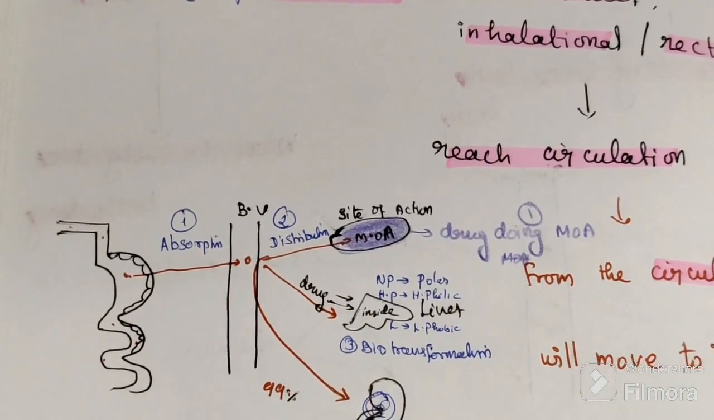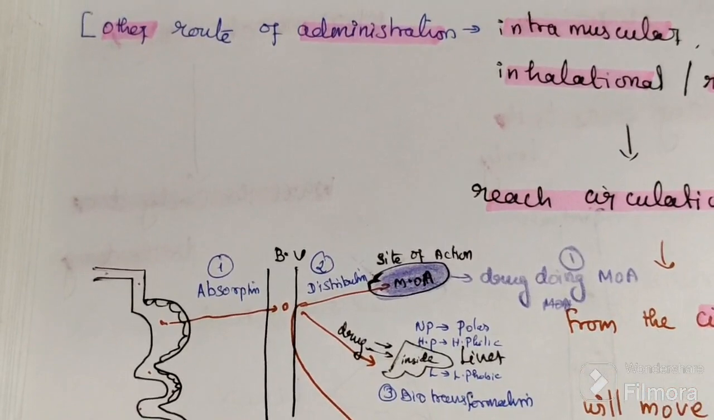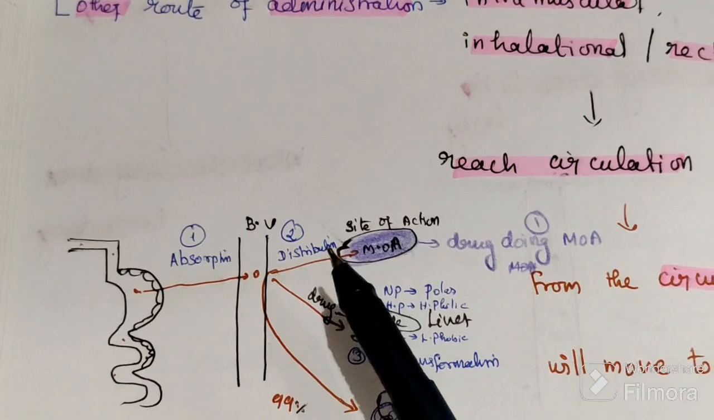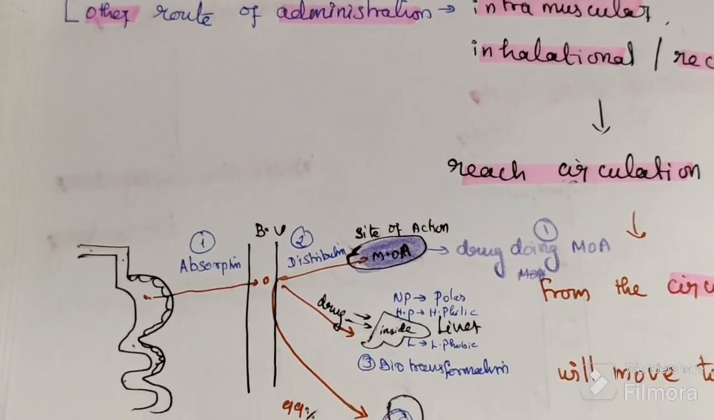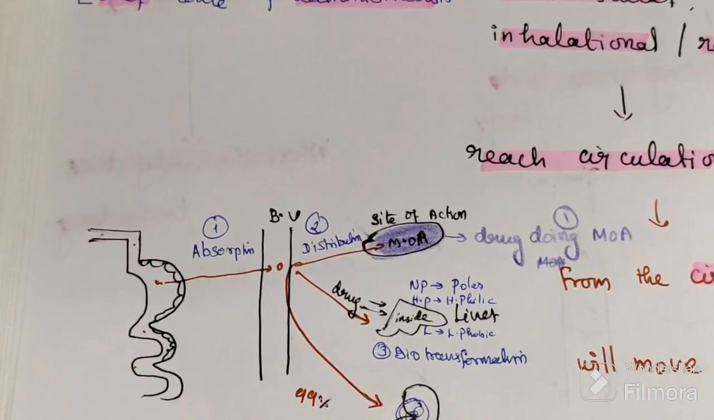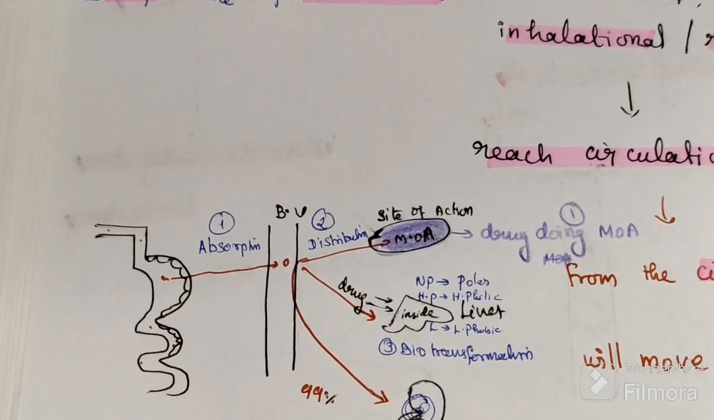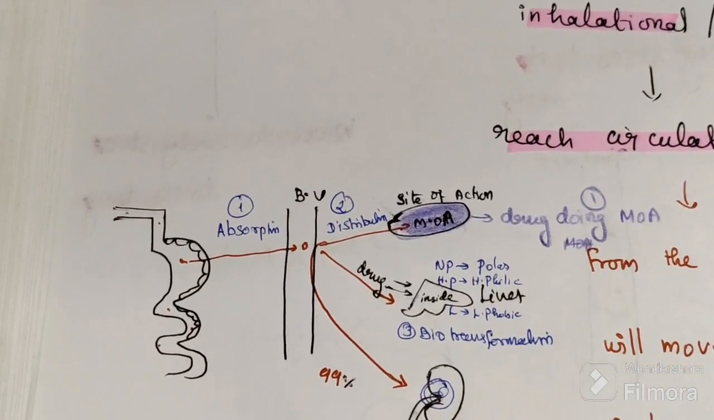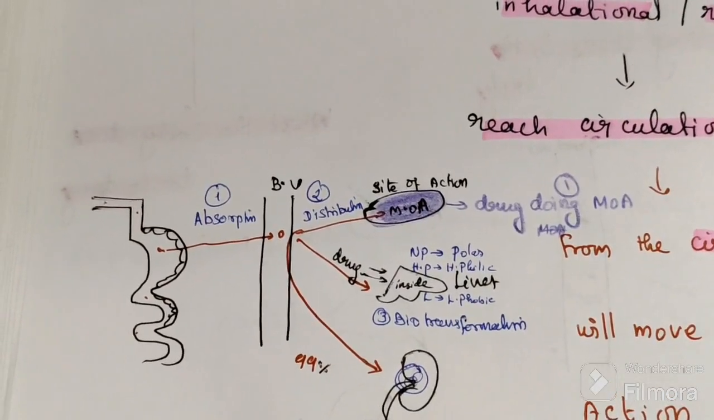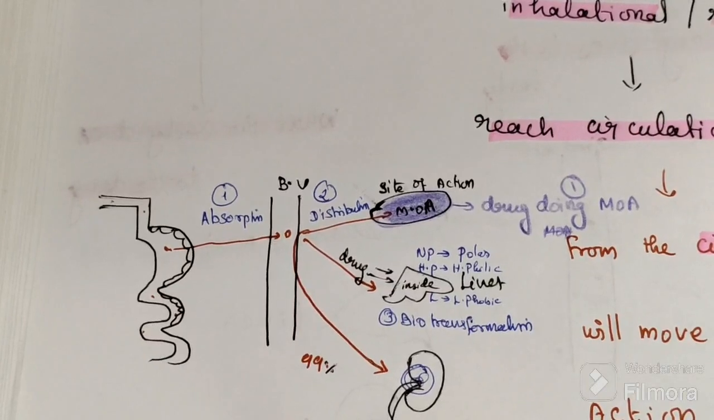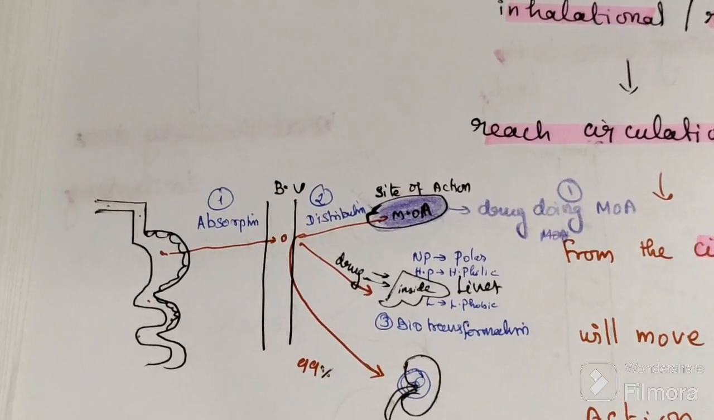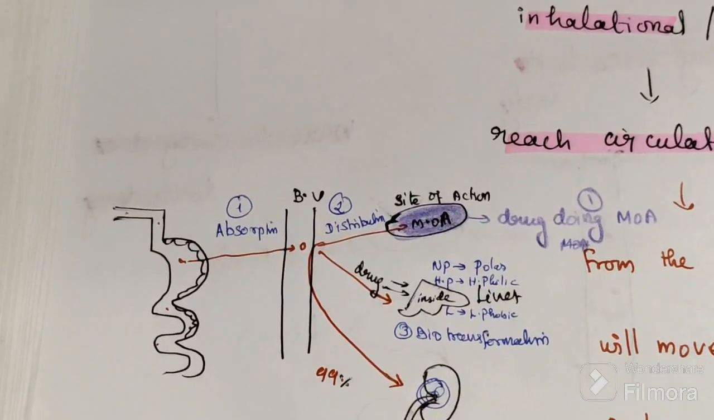So learn the golden rule. What is the golden rule? For absorption, the same pH is required. Acidic medium means acidic drugs, basic medium means basic drugs. If the drug is acidic, you require acidic medium to absorb it. If the drug is basic, you require basic medium for absorption. So we know these rules.